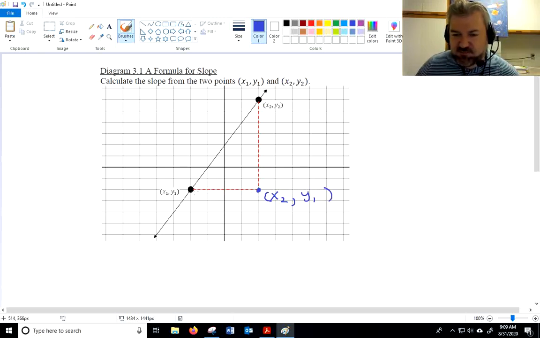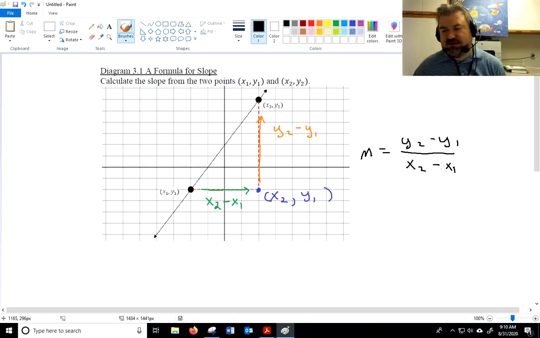I can now develop what must be the run. The run is from x2 to x1. So I will say x2 minus x1 is the run this way. The rise this way is the change in the y-coordinates, which is y2 minus y1. And since our slope is the change in the y per change in the x, we're going to say our slope is y2 minus y1 over x2 minus x1 for any two given points.